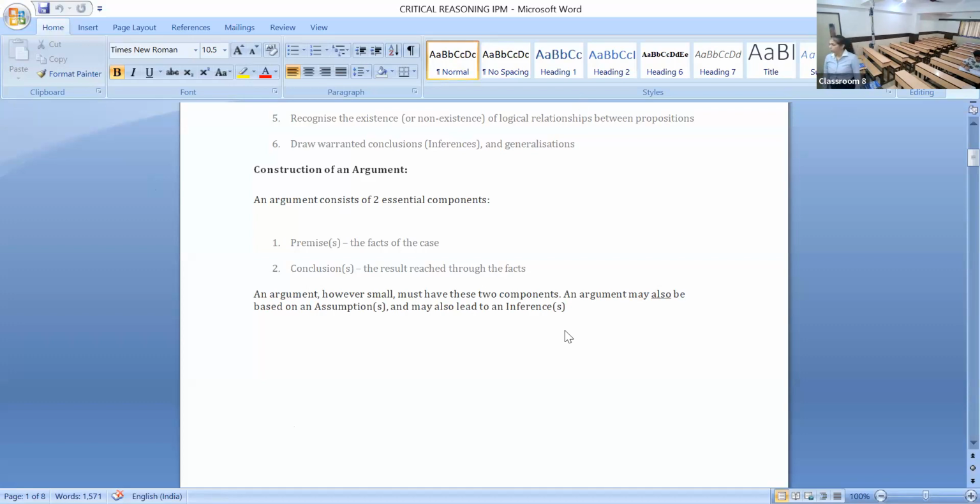Okay, so usually you would find that your argument would consist of facts as well as your conclusion. Otherwise, you can just write it down, second head, that is argument, and you draw two heads under that. It may also be based on assumptions, that is, you are assuming something. Or it may also lead to an inference.